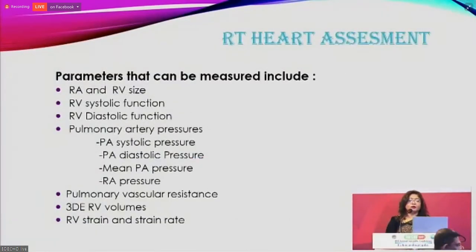So for right heart assessment, the parameters that can be measured include RA and RV size, RV systolic function, RV diastolic function, pulmonary artery pressures, pulmonary vascular resistance, then 3D RV volumes and RV strain and strain rate.